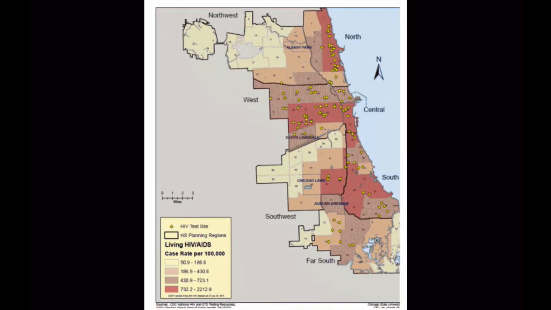We can also see that HIV is an issue in our own city, with the darker red being areas of Chicago with higher rates of HIV and AIDS per 100,000 people. We can see that the yellow are HIV test sites.